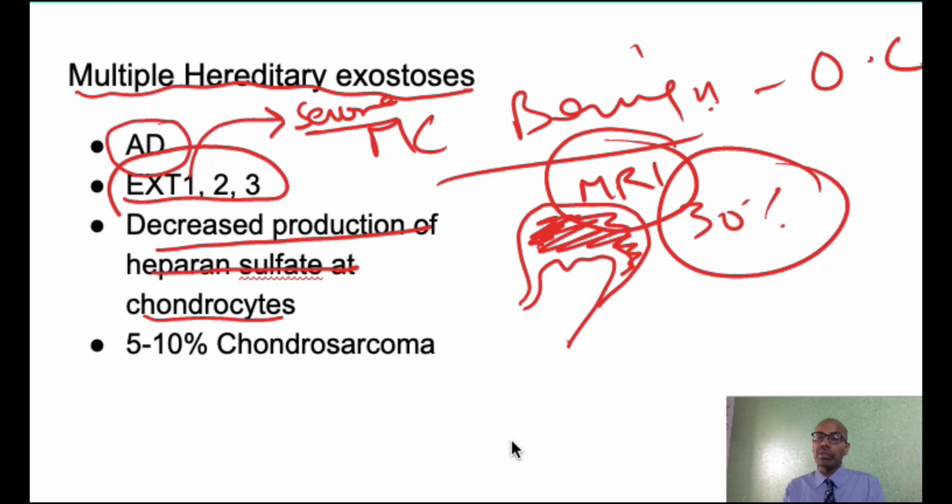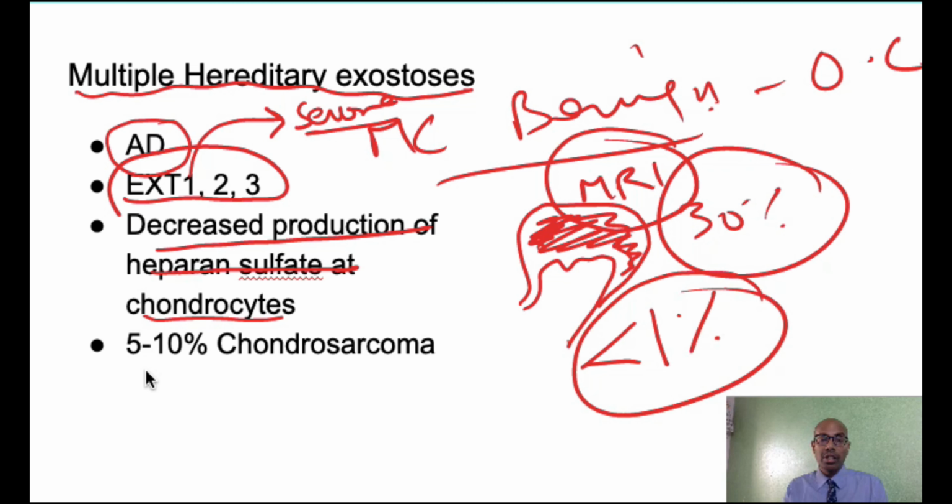What is the rate of malignant transformation of a solitary osteochondroma? A solitary osteochondroma can undergo malignant transformation to chondrosarcoma in less than 1% of cases. However, if it is multiple hereditary exostosis, the chance of malignant transformation to chondrosarcoma is 5 to 10%. You must remember this: less than 1% in solitary osteochondroma, 5 to 10% in multiple hereditary exostosis.